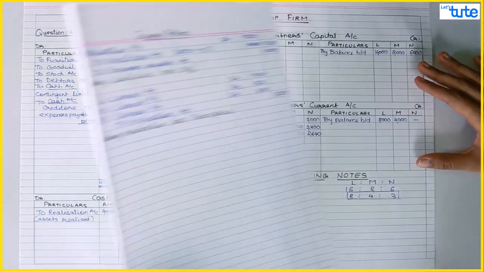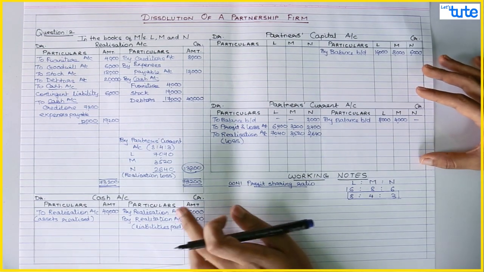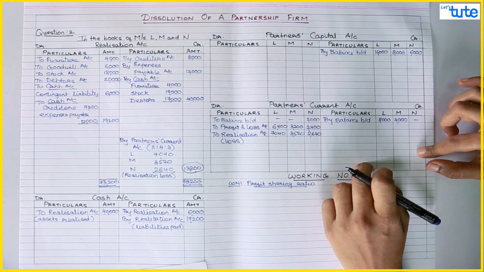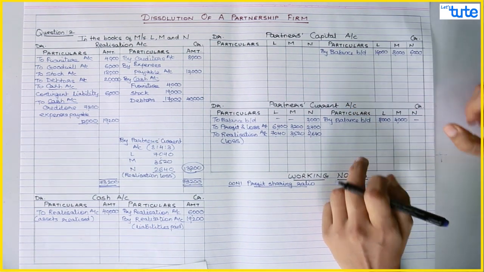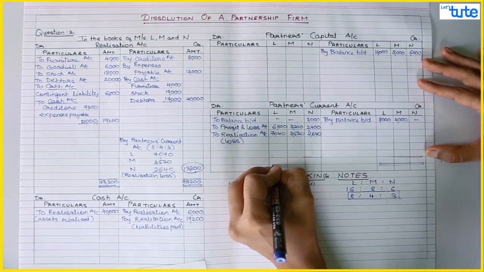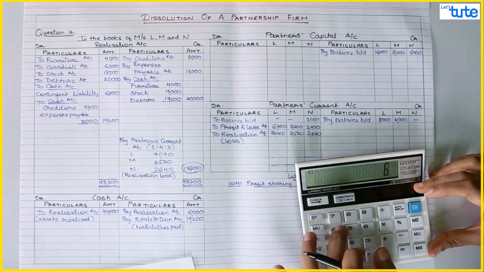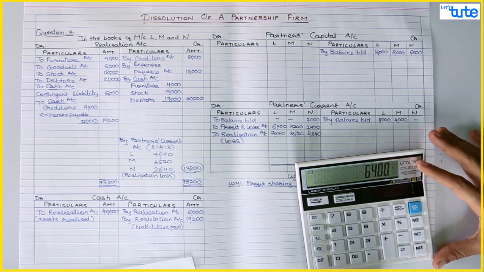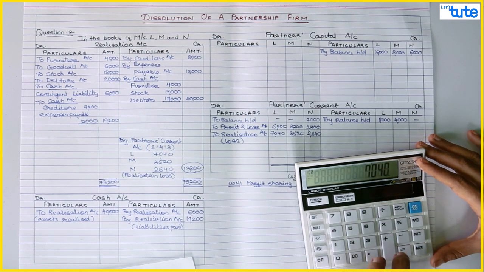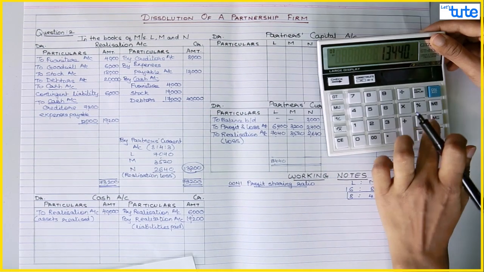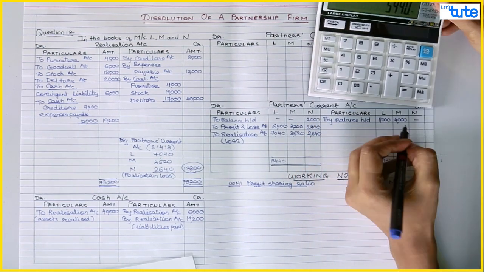Now after this we are left with 3 accounts: cash, current and capital. So first of all, we will transfer the balance of current account to partners' capital account. So we'll close this current account. Over here it is debit balance 6400 plus 7040, that is 13,440 minus 8000, that comes to 5440.